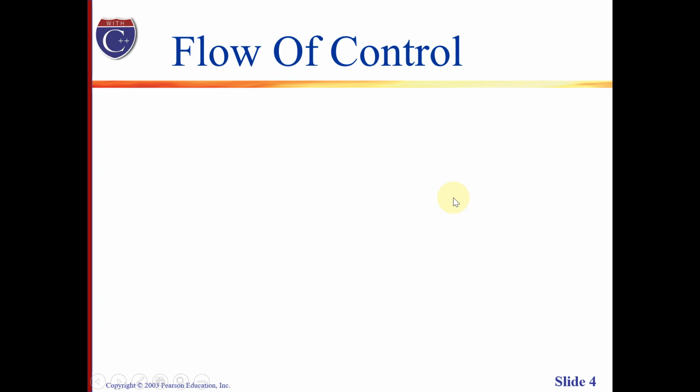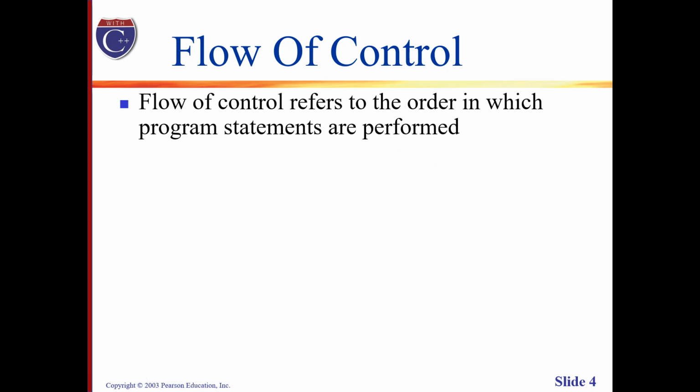To start with, let's first talk about flow of control. Flow of control, as we remember, refers to the order in which program statements are performed. If you look back in our previous lessons, we're only dealing with programs that execute in a sequential manner. But if we would like to change the flow of execution of our program given certain conditions, then incorporating some sort of flow of control mechanism would be useful.